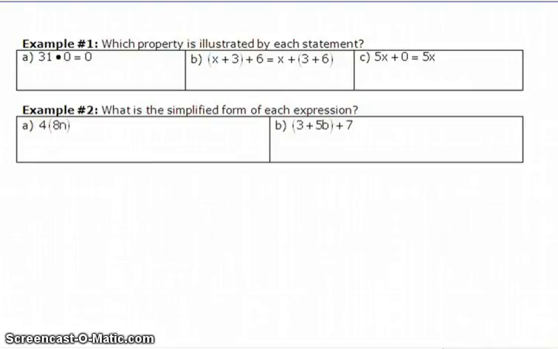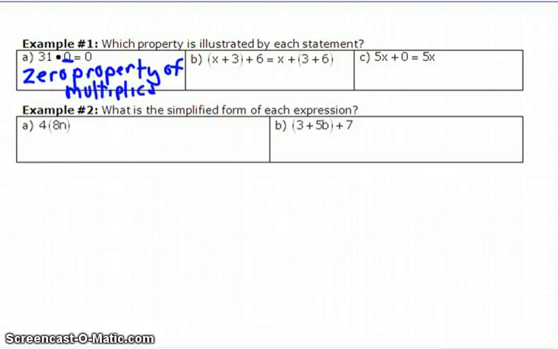Example 1 just asks which property is illustrated by each statement. So if I look at A, I know it's a multiplication property because it's got the multiply sign, and it's multiplying by 0. So this is the zero property of multiplication. Now B, I can see that it's addition, so it's an addition property. None of the order has changed, just the grouping symbols. So remember, grouping is the associative property. So this is the associative property of addition.